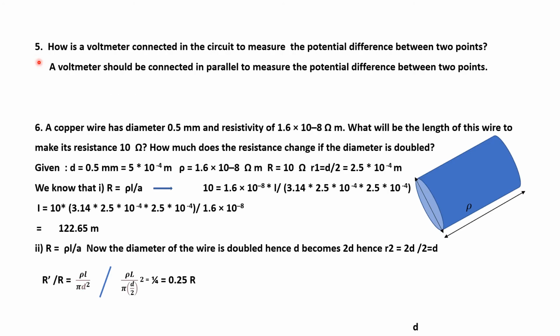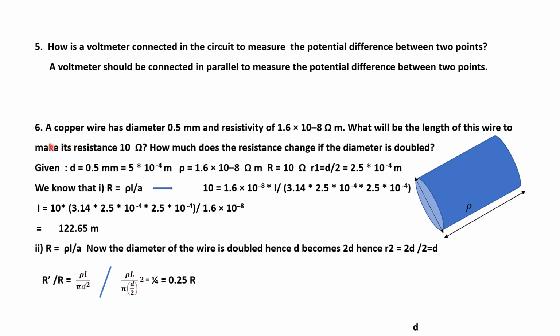Question number 5. How is a voltmeter connected in the circuit to measure the potential difference between 2 points? A voltmeter should always be connected in parallel to find the potential difference. So a voltmeter should be connected in parallel to measure the potential difference between 2 points.